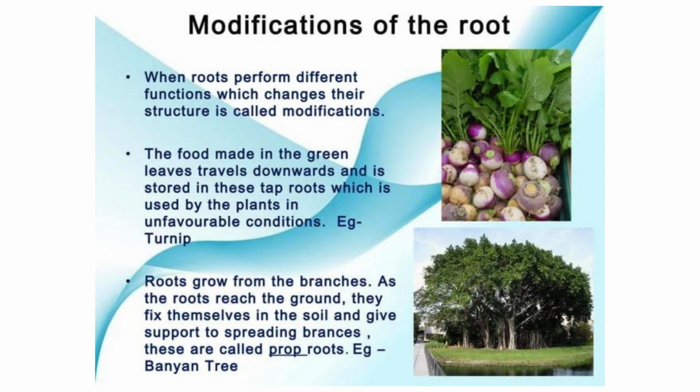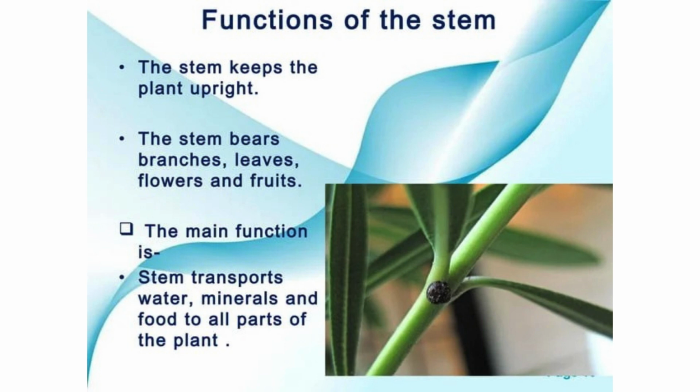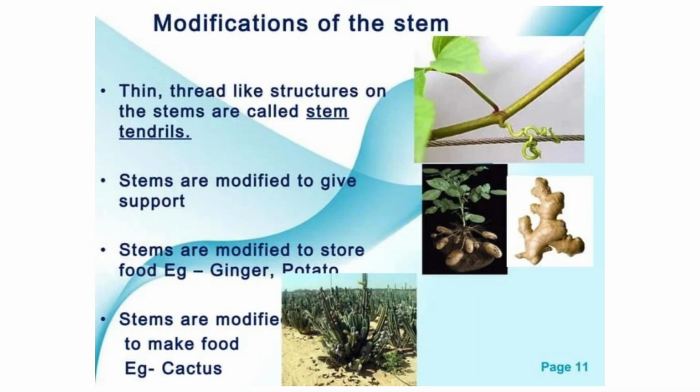Functions of the stem. The stem keeps the plant upright. The stem bears branches, leaves, flowers, and fruits. The main function is that the stem transports water, minerals, and food to all parts of the plant. Now, do you know stems also modify themselves? Thin thread-like structures on the stems are called stem tendrils. Stems are modified to give support to the plant. Stems are modified to store food, example ginger and potato. Stems are modified to make food, example cactus.